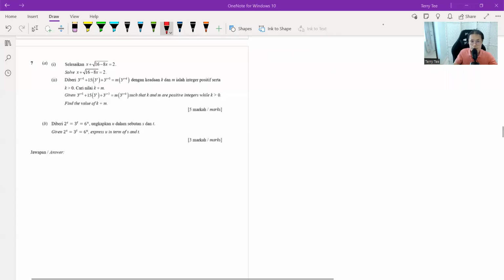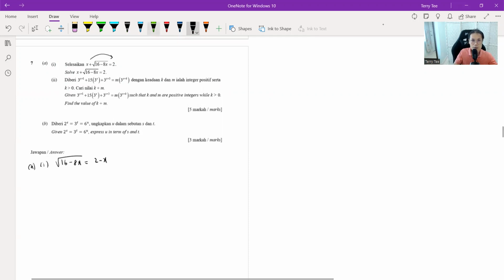Question number 7. This is from Indices, Surds, and Logarithm, actually involving Surds. All right. The first part, solve this equation. Okay, to solve equation with a square root, number 1, we bring the x to the right. So you have square root of 16 minus 8x equals 2 minus x.